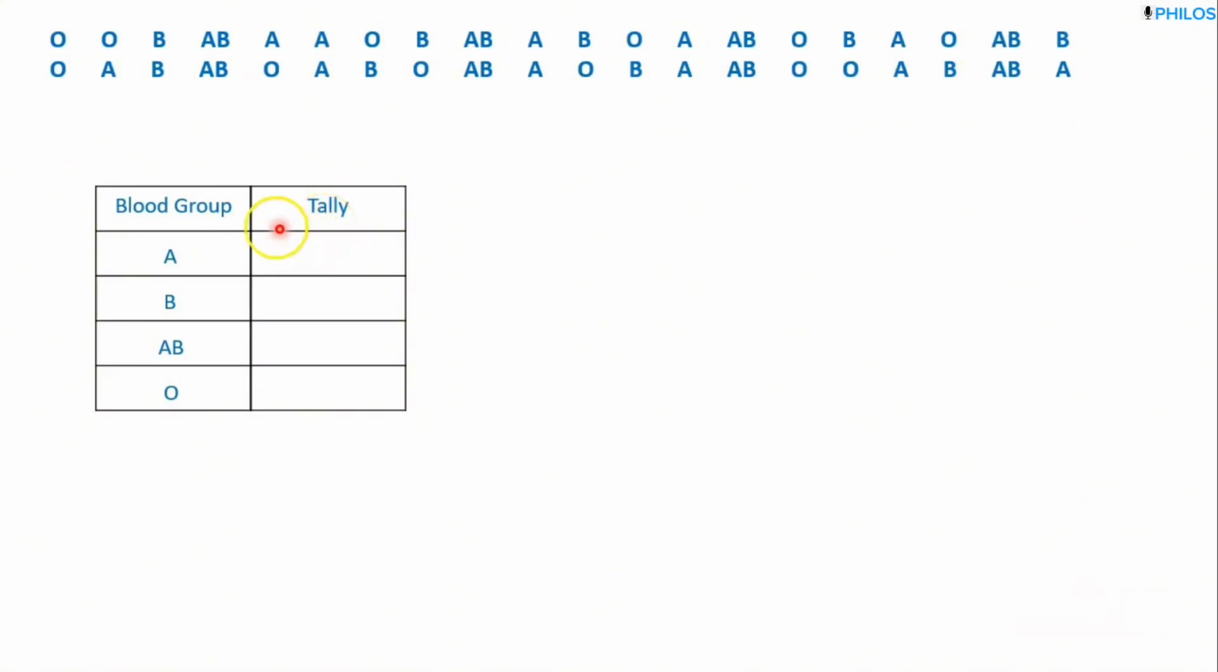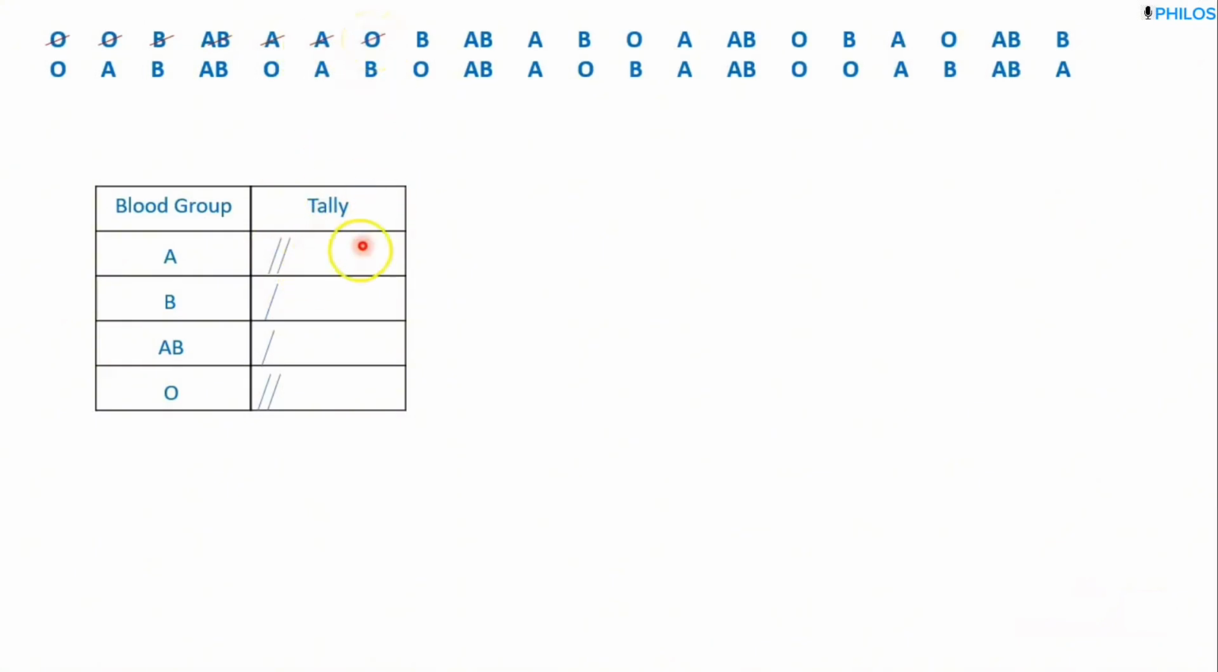Now let's see how to do this. What you are going to do is cancel the first data value and make sure we take it in the tally box that corresponds to that particular data value. So the first one is O, right? So we tick it here. You see that. Then we cancel the second one. It's also O. Then this one is B. So we come here and mark 1 for B. Then we have AB. Then we come here and mark 1 for it. Then we have A. Then we come to the A cell and mark it. We have this also. We come here and do that.